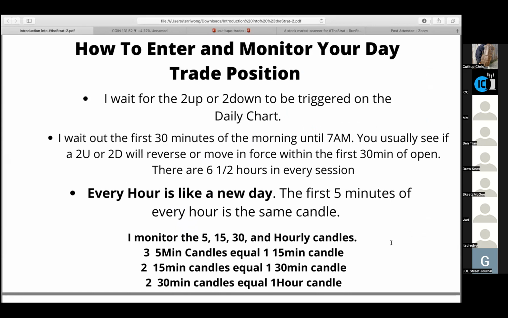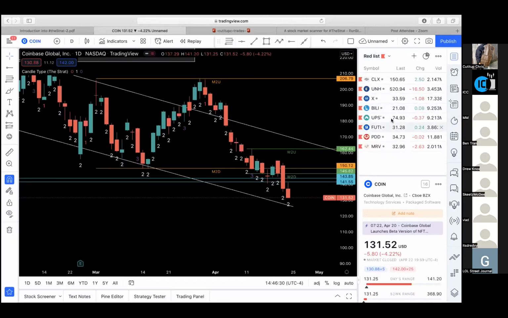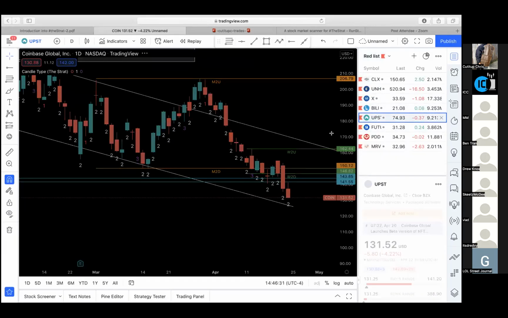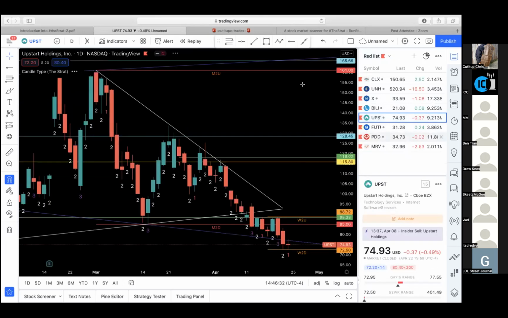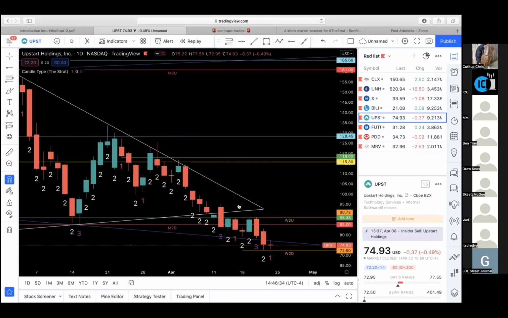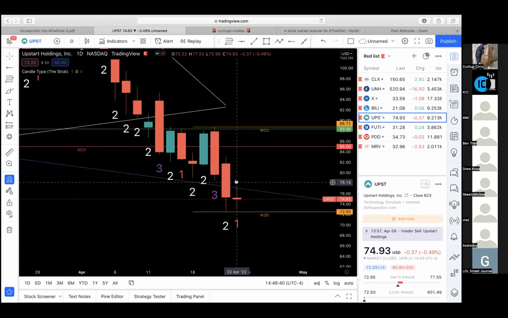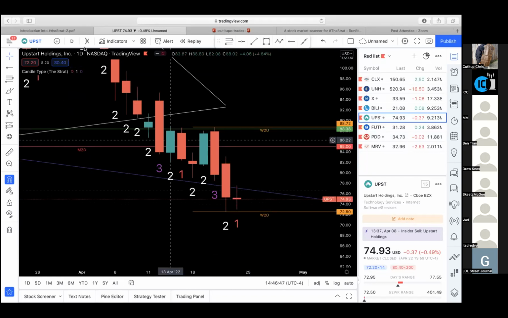I wait for the 2 up or 2 down to be triggered on the daily chart. And that one should be pretty straightforward, right? So let's look at something with an inside bar, upstart. This thing never triggered a 2 up or a 2 down. I would never have taken a trade here. That's it. If it doesn't trigger a 2 up or 2 down on the daily, this is the daily, I'm not taking a trade no matter what. I'm just not doing it.